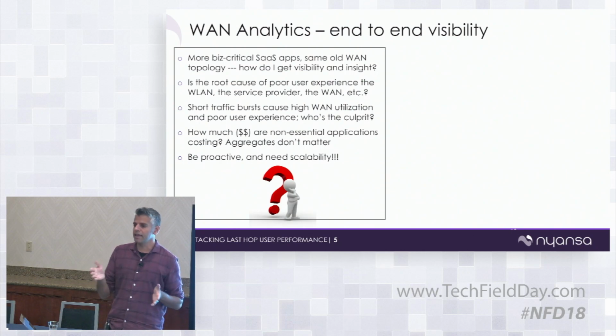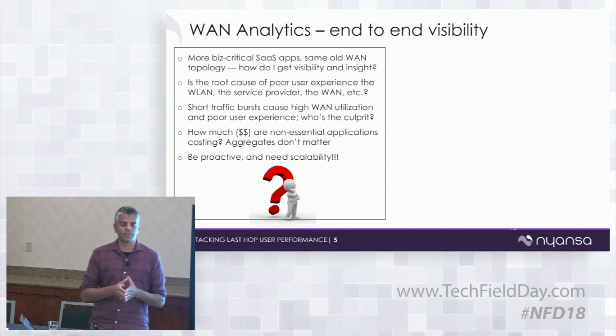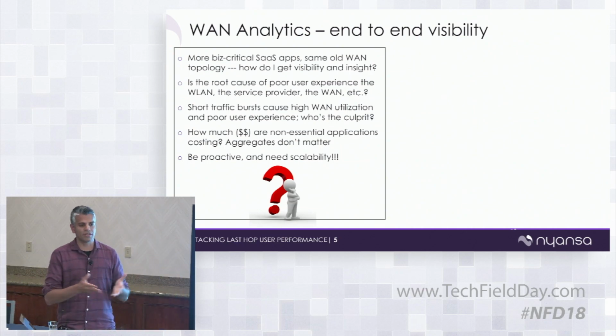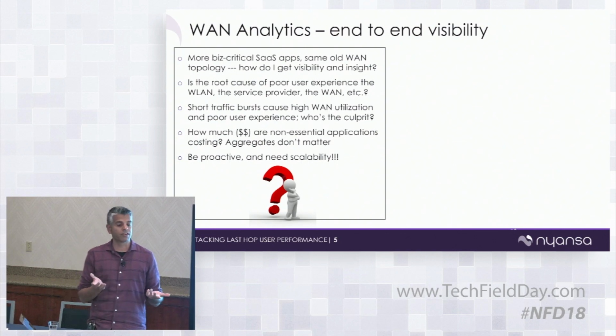So end to end. There's this age-old problem of finger pointing when these problems happen. A company releases a new application, they host it in their data center or deploy it even in the public cloud, and performance is poor. Where's the problem? Is it the application? Is it the internet? Is it the wireless? Is it the device itself?